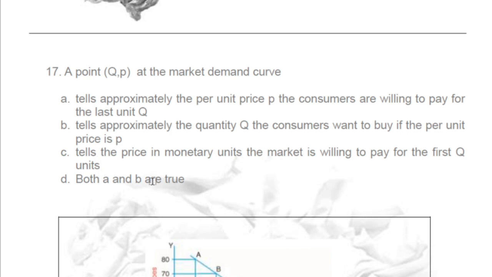Okay, tells the price in monetary units the market is willing to pay for the first Q units. Yes, that's correct, because we can have all the curve telling this to us. Okay. Sorry, I didn't read it properly. This is false. Sorry. Tells the price in monetary units the market is willing to pay for the first Q units. This is the area below the demand curve.